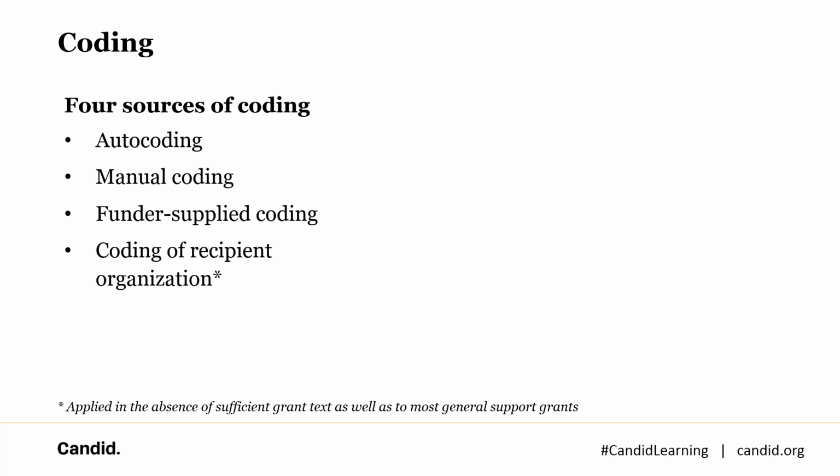In a few cases, funders include coding in the data they send us, sometimes even using our taxonomy, the PCS. And finally, in certain circumstances, grants might also receive the coding we have for the organization receiving the funding. And that happens when we just don't have enough text from the grant itself to code the grant, or in the case of general support grants, which are intended to support the recipient's mission.